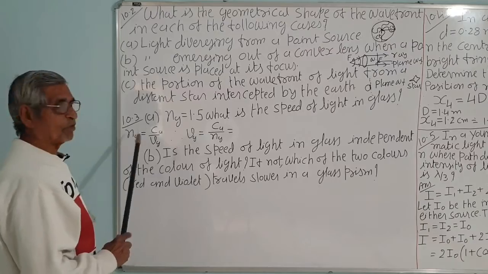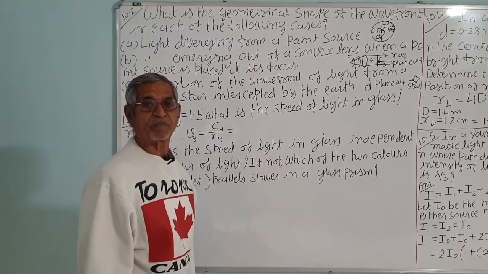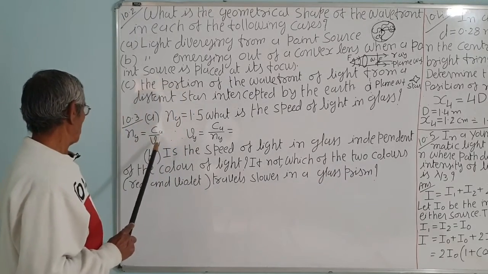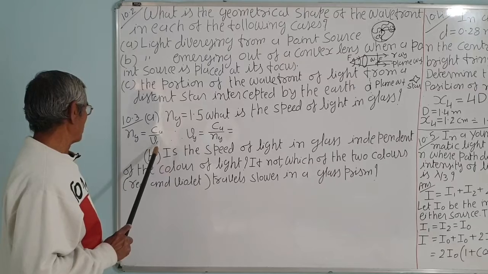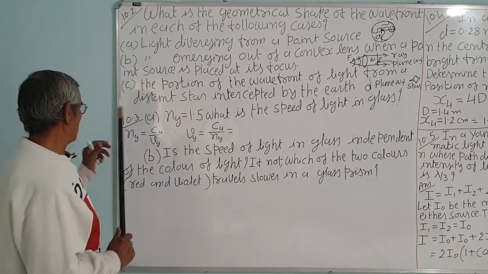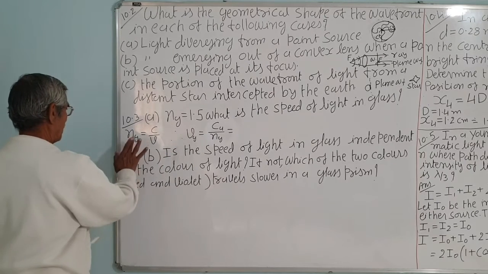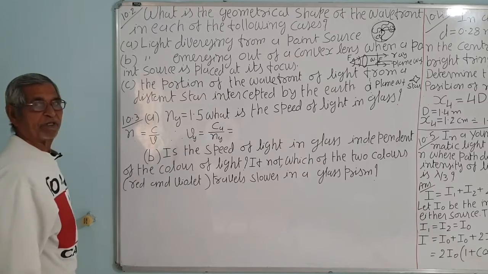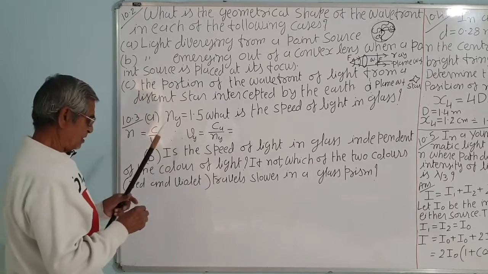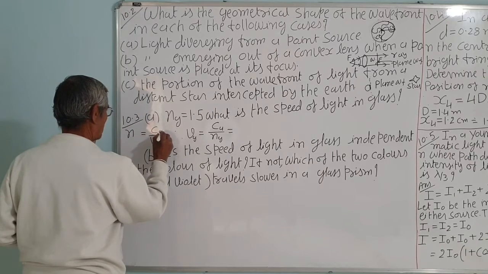So the refractive index of the medium, say glass, is given by n is equal to c upon v. c is the velocity of light and v is the velocity in the medium. You can say Vm also, or simply v. c is the symbol for the velocity of light in air. You can also write c air, both ways it is written.